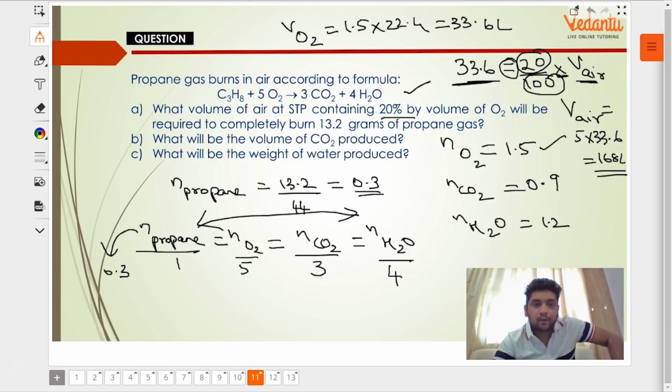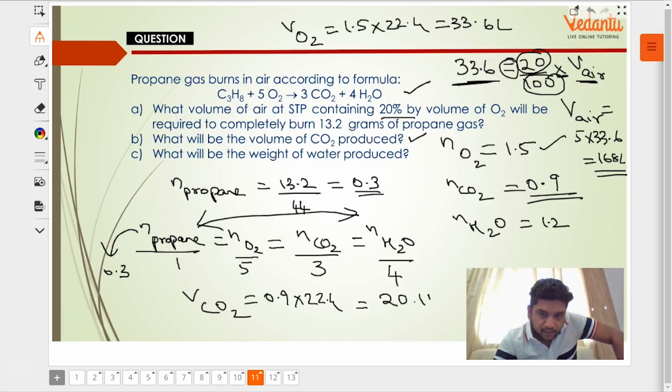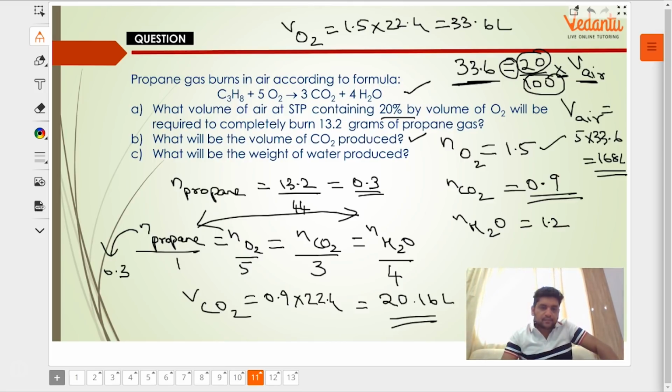Right? Now, what they have asked you in B is, what will be the volume of CO2 produced? Okay? Again, number of moles of CO2 we get is 0.9. So you can just say volume of CO2 at STP will be equal to 0.9 into 22.4, which is 22.4 minus 2.24 यानी कि आएगा आपके पास 20.16 लीटर. ठीक है, 22.4 minus 2.24 which is 20.16 liters.